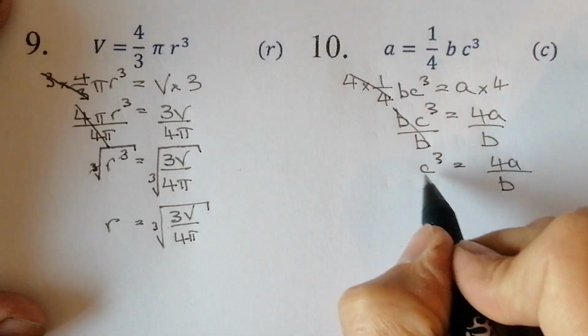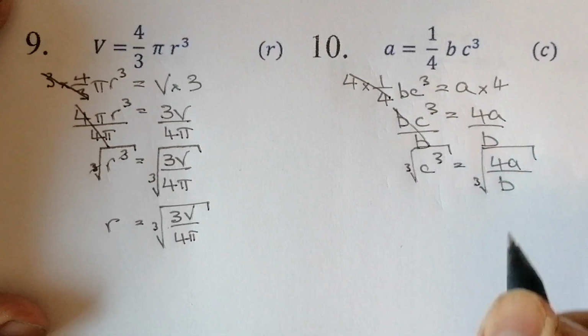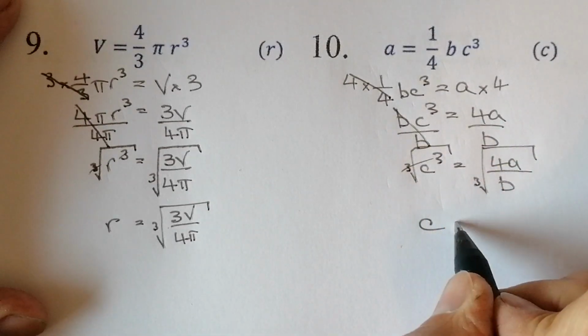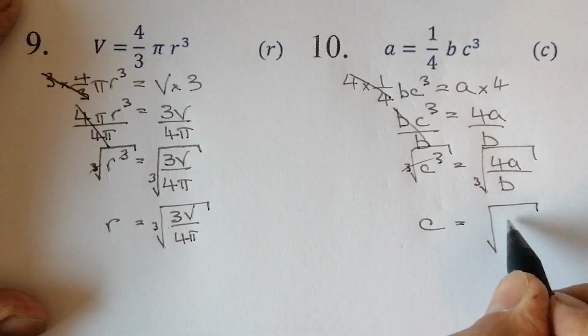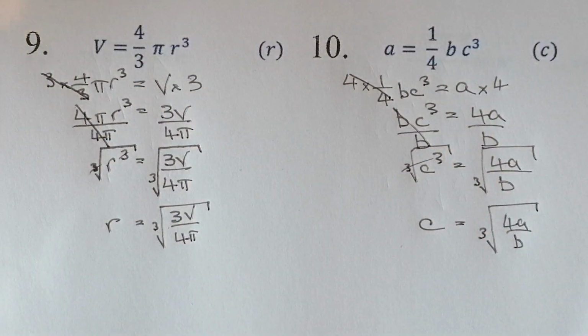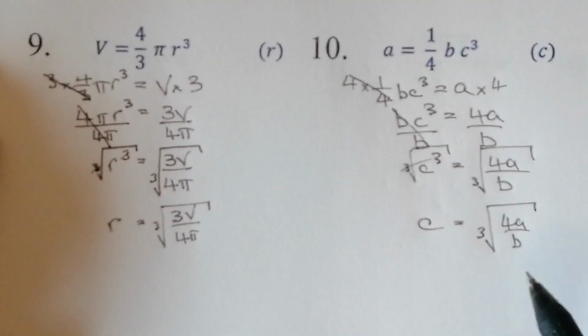I'm going to take the cubed root, okay? So the cubed root, and that leaves me with c on its own because these eliminate. And that will give me a final answer of 4a over b cubed root of it. Okay, and when it's a cubed root, that's mainly what we'd be dealing with up at this level. If we were changing the subject of the formula, we wouldn't have a positive and negative for a cubed root.